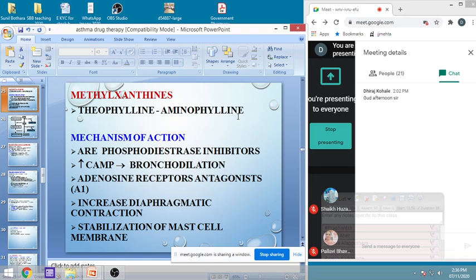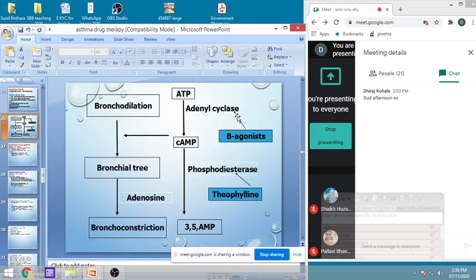Then they can also act as an adenosine receptor antagonist, they increase the diaphragmatic contraction, and they stabilize the mast cell. Some of these can do it. So these are various agents, acting on various places.